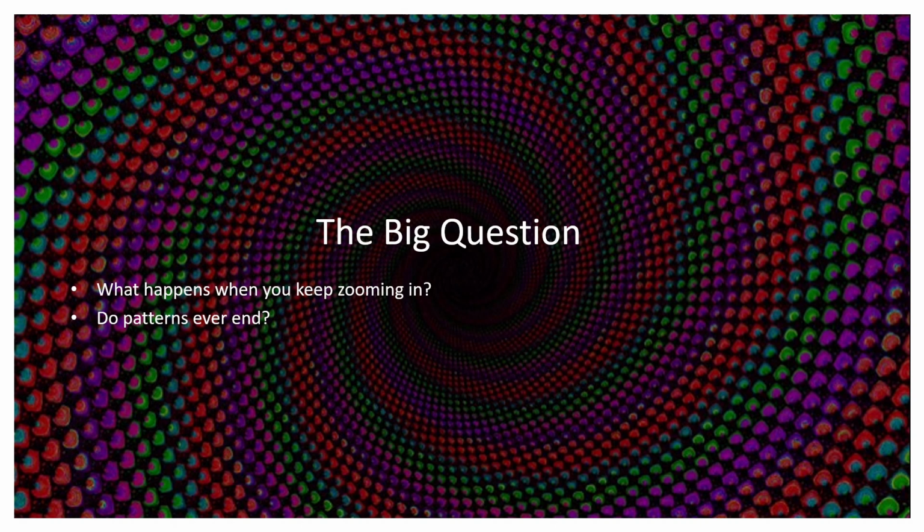Take a pattern and zoom in. Now zoom in again and again. With most shapes, things eventually smooth out. But fractals behave differently. The structure keeps repeating and new details continue to appear. No matter how far you zoom, the pattern never truly ends.